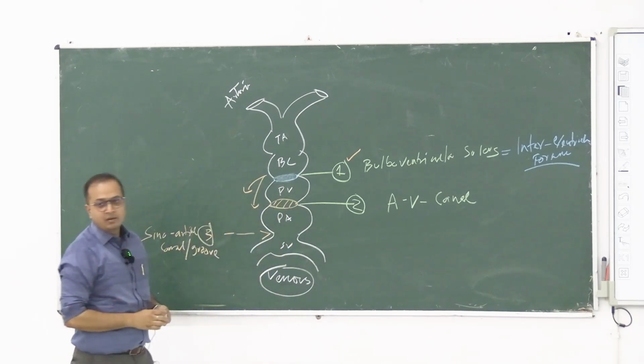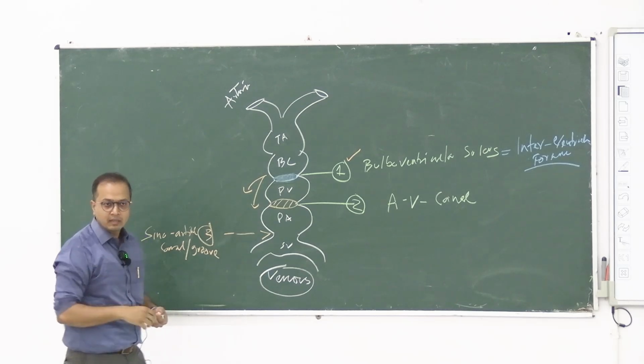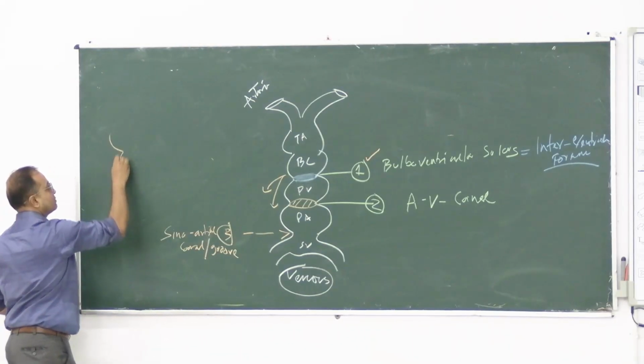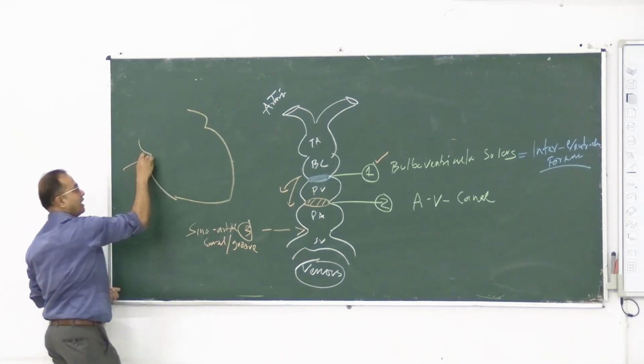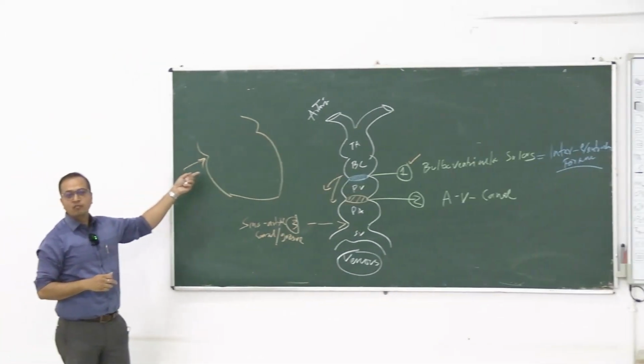Which is called the atrioventricular canal. That means it is lying between the atrium and ventricle, and that is going to form this atrioventricular groove. Now if you go by this particular heart, we have a groove in between this atrium and this ventricle. We call it the AV groove.